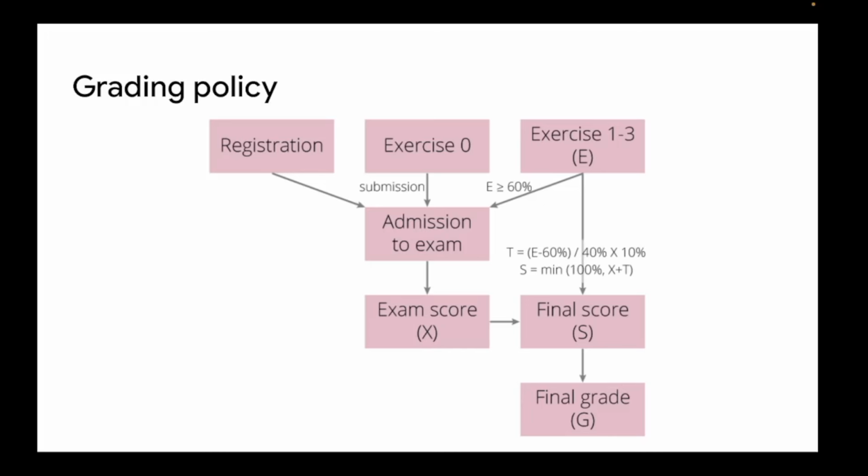After submitting all the exercises 1 through 3, you're going to get the grades, right? And the average grade should be greater than 60% to be admitted to the exam. And you take the exam and you're going to get an exam score. And together with the top-up from the exercises, you're going to get a final score. And that is mapped to the final grade.